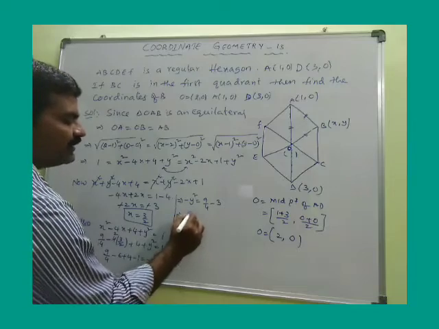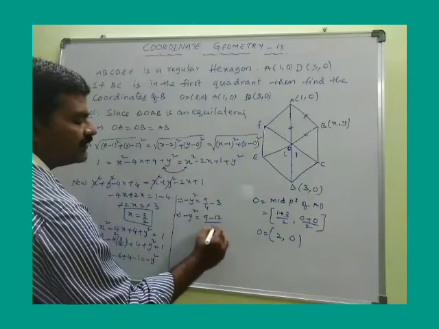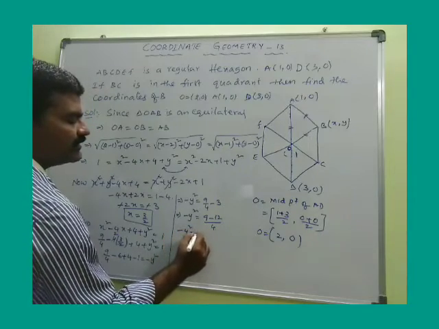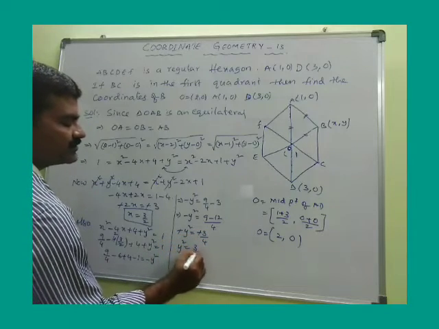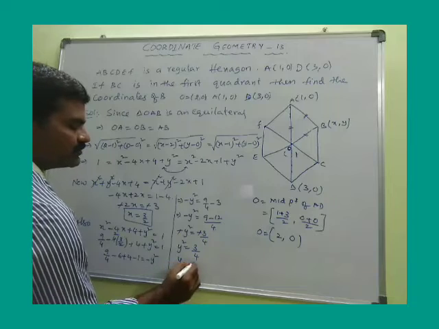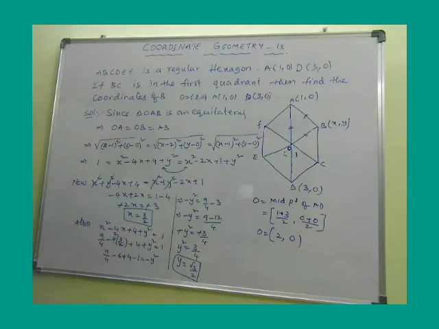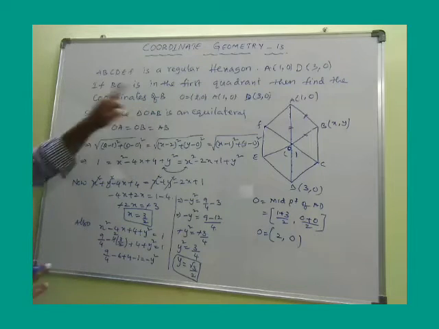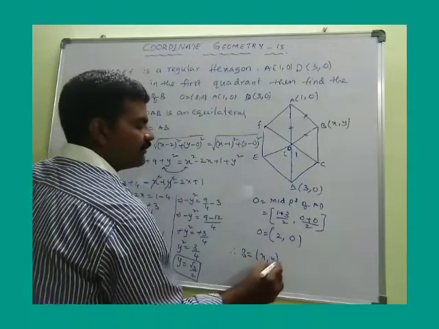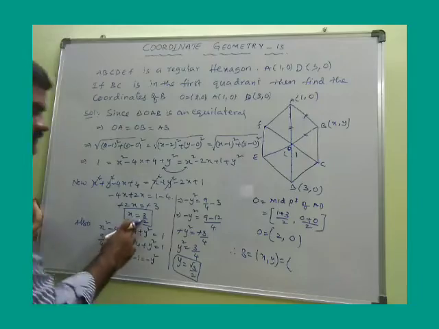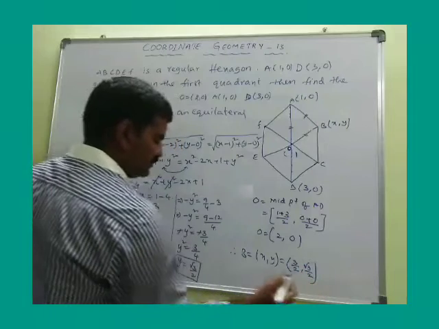So minus y square is equal to, on cross multiplication, 9 minus 12 by 4. Minus y square is equal to minus 3 by 4, both get cancelled, hence y square is equal to 3 by 4, then y is equal to root 3 by 2. So this is the y value and the x value. Finally we need to find the coordinates of B. We considered B as some x comma y, where x is 3 by 2 and the y value is root 3 by 2.